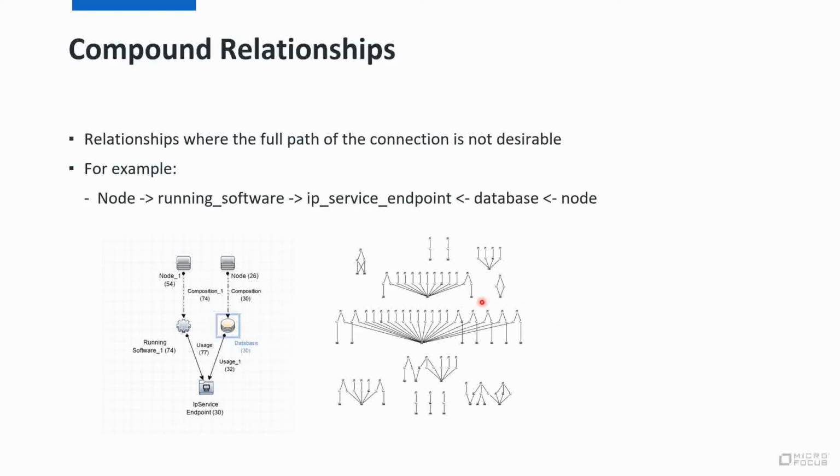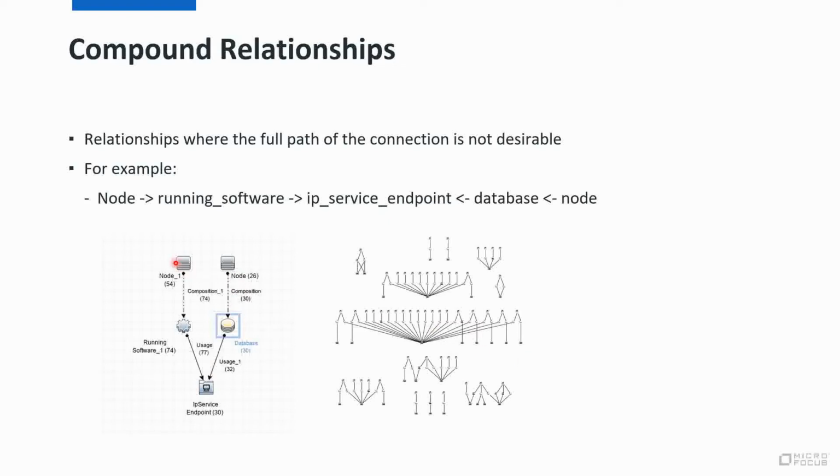Over here, we have this query that goes from node to running software to IP service endpoint, and notice the directionality here. Database connects to the IP service endpoint, as does the node connecting to the database, all right? It's all in this direction, right? And this is the result of that TQL.